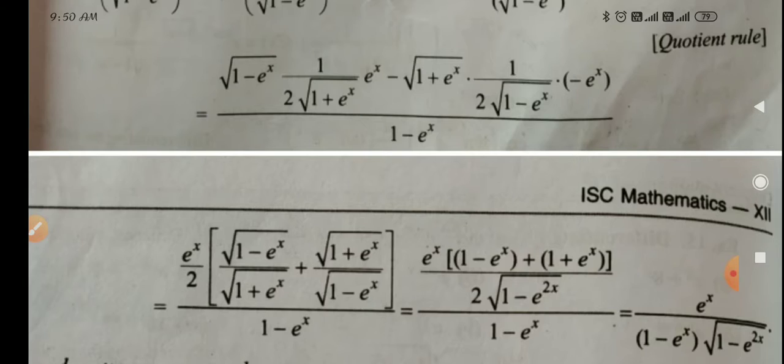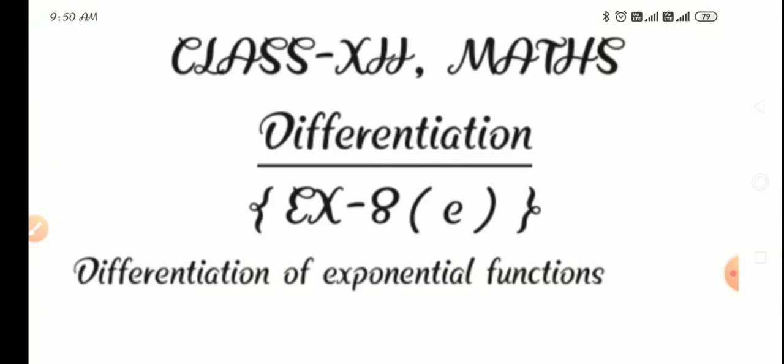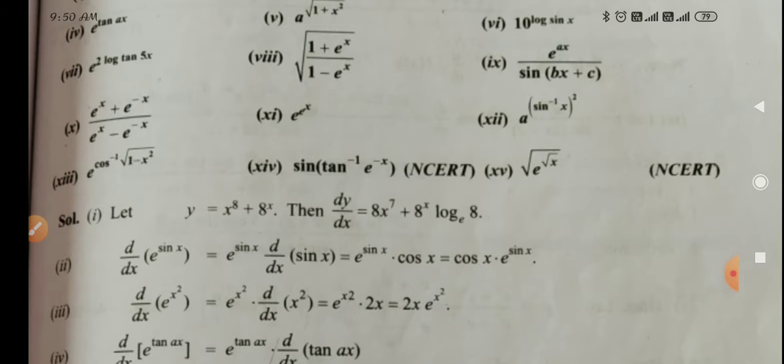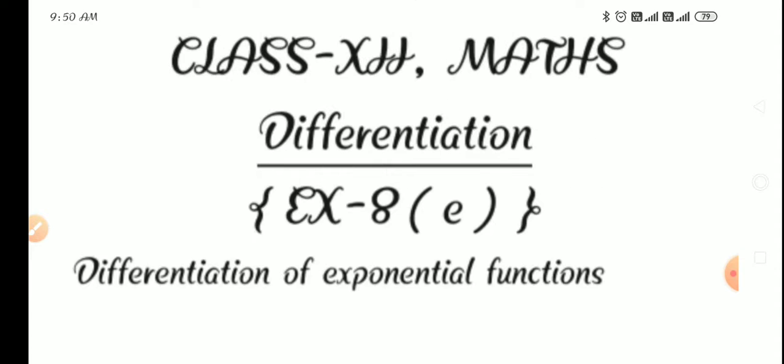I think it is clear to you. So these were the examples. Some other parts you can see from the book, solution of other parts from 9th to 15th. And after this you can start exercise 8E, and I hope you have understood all the things which I explained, and I hope you will do all the questions given in exercise 8E.